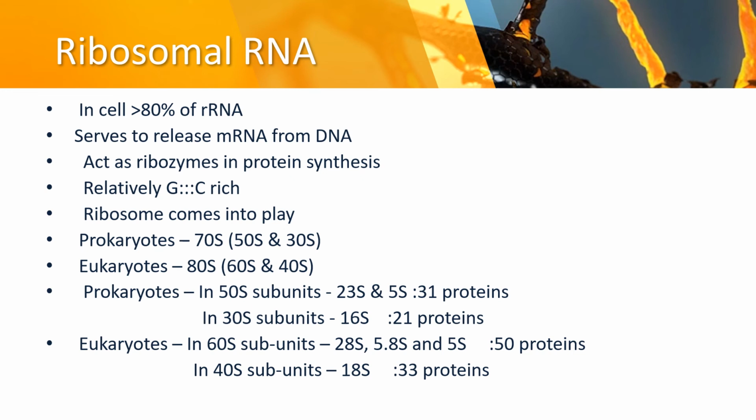In prokaryotes, the ribosome is divided into the 50S subunit, which is the larger subunit, and the 30S subunit, which is the smaller subunit, containing 31 and 21 proteins respectively. And in eukaryotes, we have the 60S subunit, the larger subunit, and the 40S subunit, the smaller subunit. They contain 50 proteins and 33 proteins respectively.